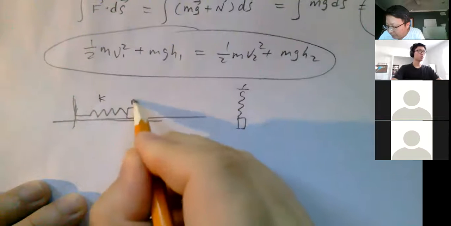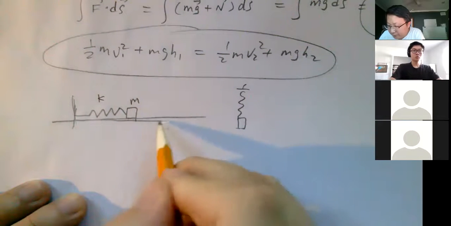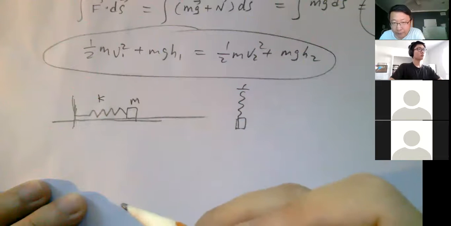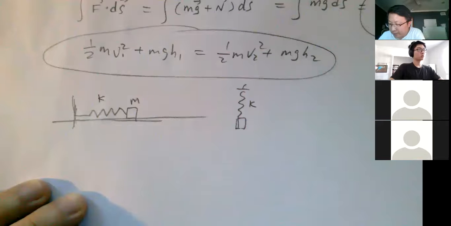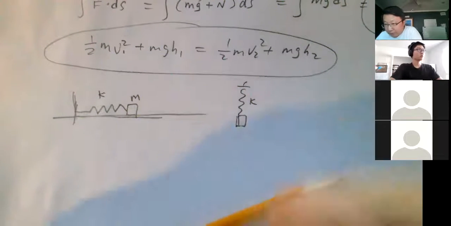The block has mass m. In this case, of course, this is frictionless. The surface has no friction. It's just free, hanging there, right? So k is the spring constant. When you have some knowledge about spring.